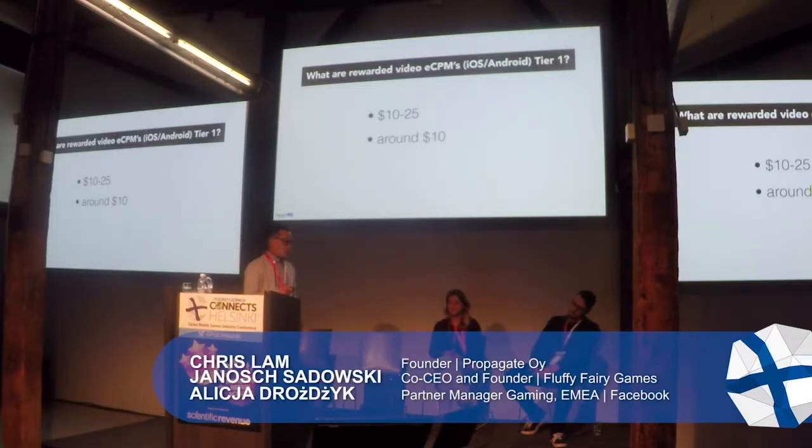So I asked both of you what rewarded video eCPMs you are seeing in tier 1 geos. Obviously, the range that we got back was pretty wide, between $10 and $25. Can you maybe talk about whether there is a huge difference that you're seeing between iOS and Android? I know a few years ago there were big discrepancies, with eCPMs much stronger on iOS versus Android, and why are you seeing around $10 versus some other networks giving you $25?